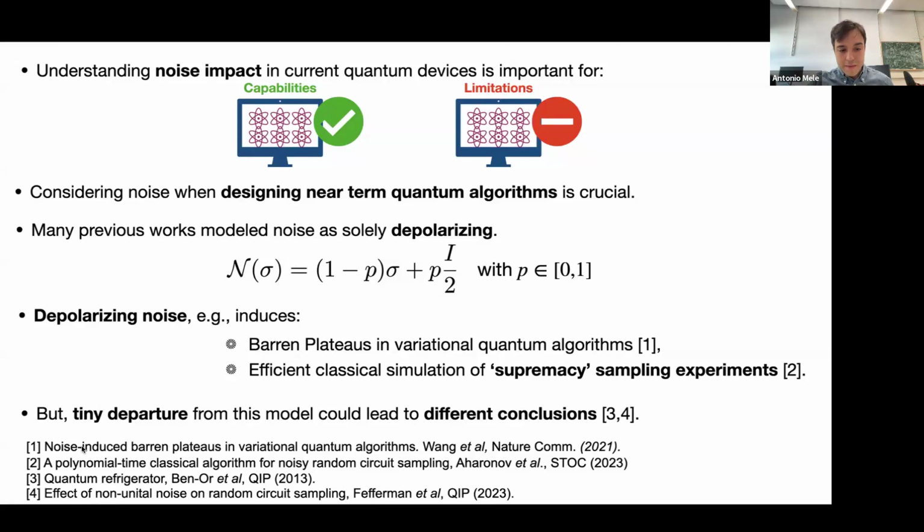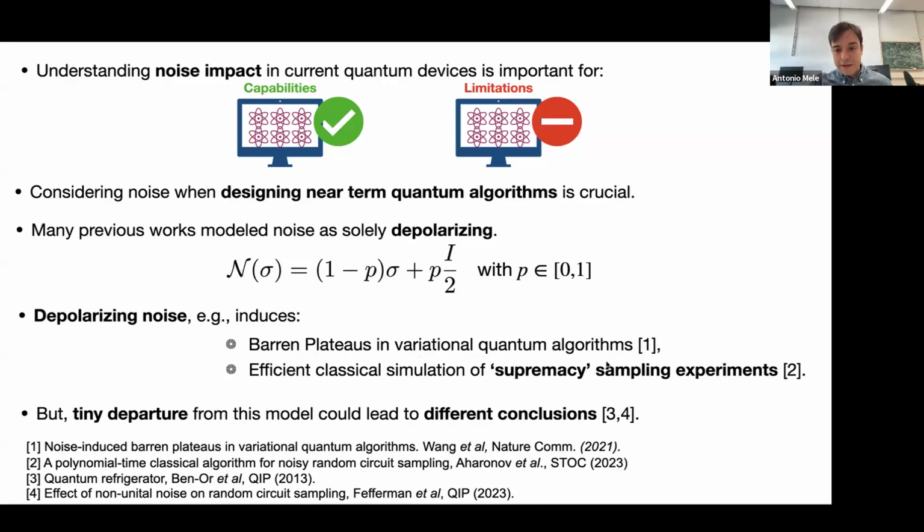Also, it was shown recently by Ware, Pfefferman and other nice people, including my co-author Shomik Ghosh, that the assumption on which the Aharonov et al. algorithm for random quantum circuit sampling relies does not apply anymore if the noise is non-unital, where I will introduce the notion of non-unitality in a moment. In particular, depolarizing noise is a kind of unital noise, so the assumption of this algorithm does not apply anymore. Strikingly, it was also shown that the hardness proof of random circuit sampling does not apply if the noise is non-unital.